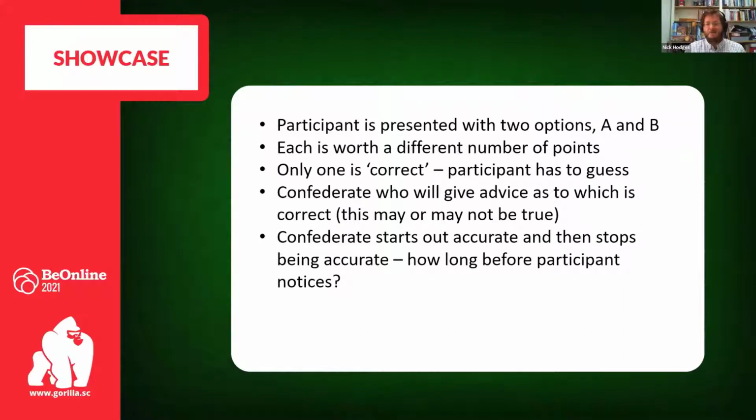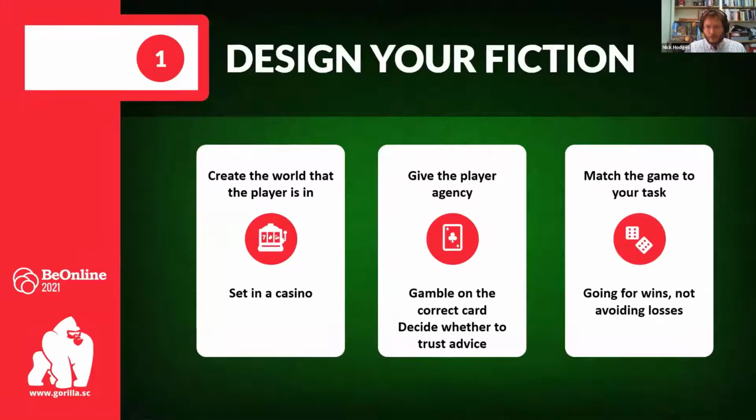So quick recap. You've got two options, A and B, that are each worth a different number of points. Only one's correct. And there's a confederate who's going to give you advice, and this advice may or may not be accurate. What we're interested in is how long it takes before the confederate, who starts out accurate, stops being accurate, and how long before the person notices that their confederate is lying to them. So away we go, design your fiction.